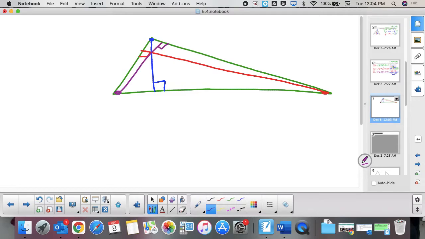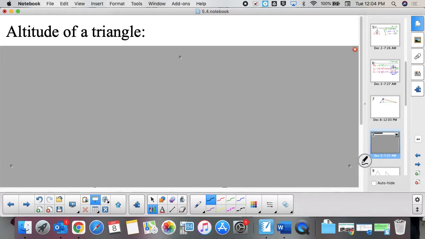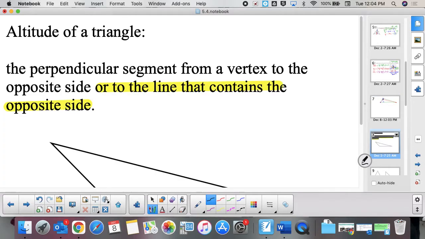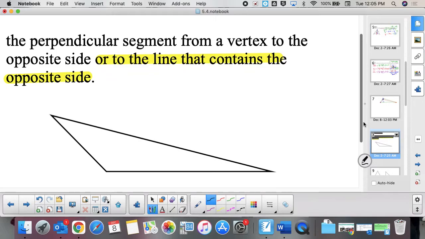And there was three. The three altitudes do intersect at a point. That point will have a name, but it does not have a property. All you need to know is that the three altitudes are concurrent. The perpendicular segment in altitude is the perpendicular segment from a vertex to the opposite side.